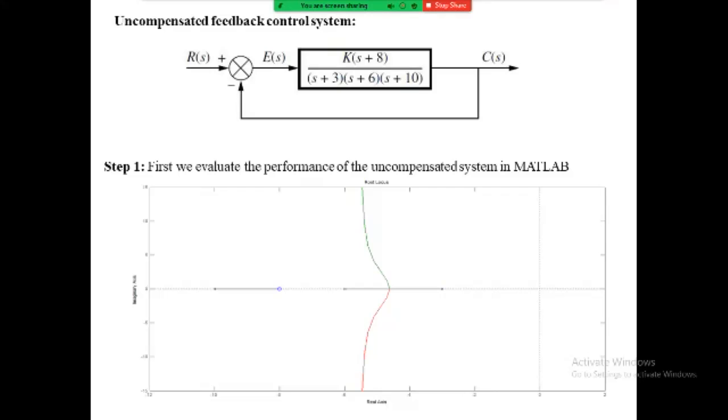Now searching for the 20% overshoot in the figure, we find the dominant poles at minus 5.41 plus or minus 10.6j, with a gain of 121, and the corresponding damping ratio sigma is equal to 0.456. Now the step response of the uncompensated system with the gain value of 121 is shown in the figure.